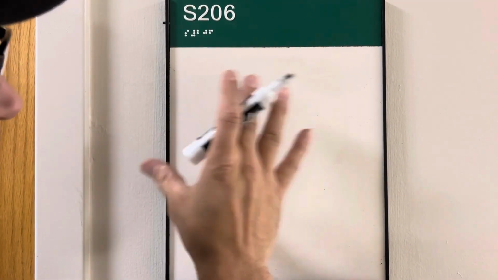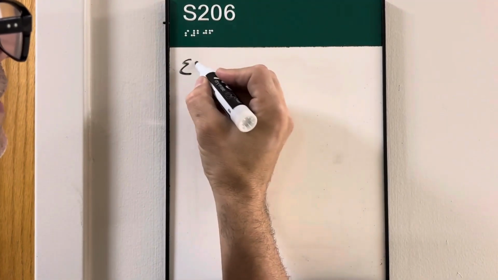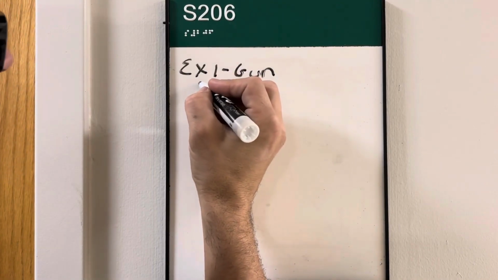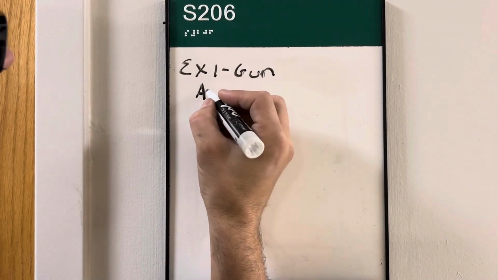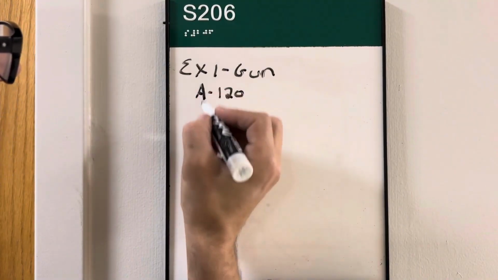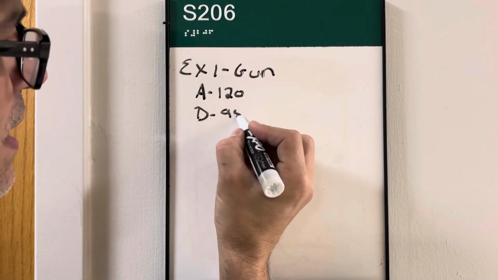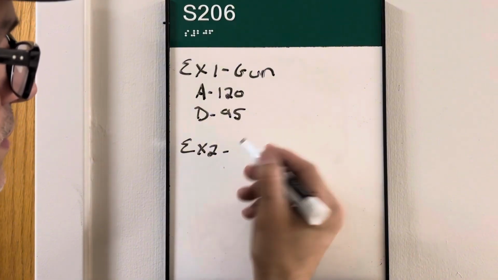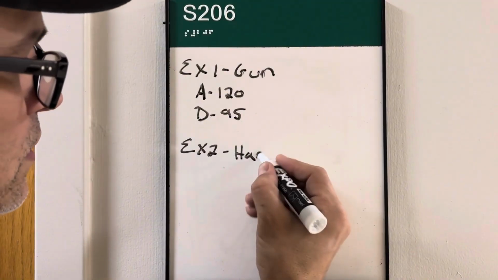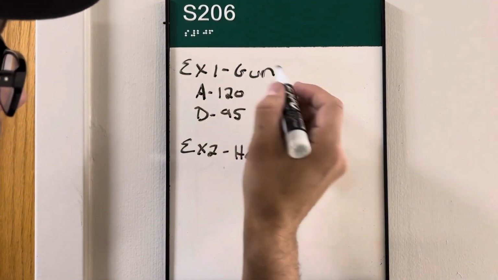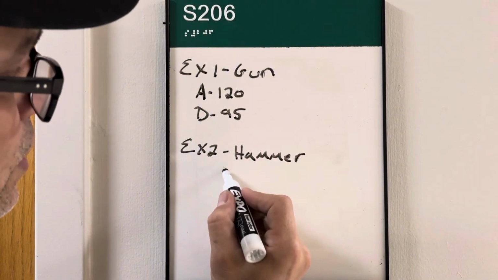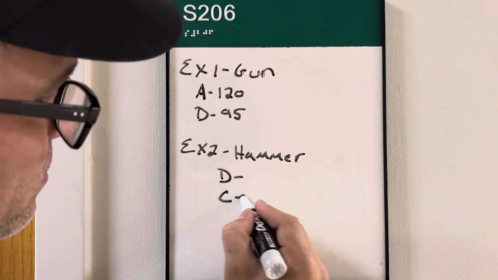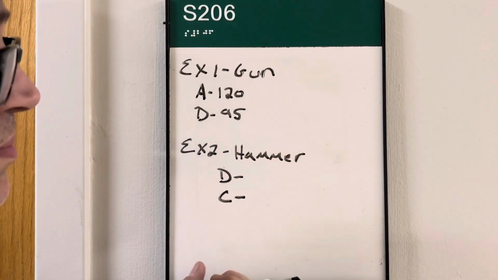Since I only have one whiteboard, I wasn't able to do this while I was measuring. But let's say that Exhibit 1 was a gun. We're going to want to make sure we have the key, and then we're going to write down what we had. So A to the gun was 120, and then D to the gun, I believe it was 95. Then we're going to do the same for Exhibit 2. Let's say it was a hammer. We're going to measure from those corners, whatever those corners were. So let's say it was D, and then you'd write the number. And then I believe we measured from C, and you'd write the number. This is going to be your key.